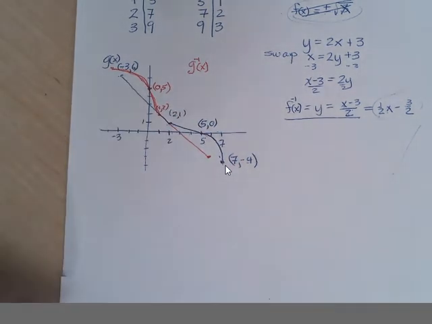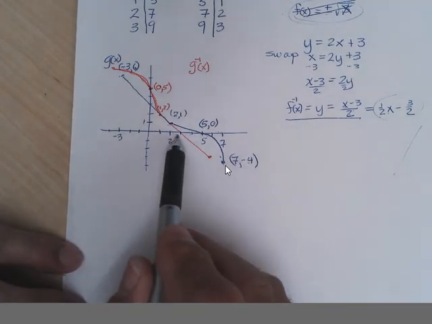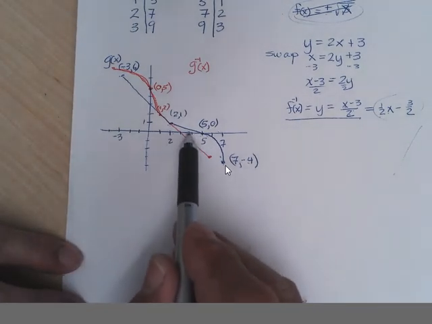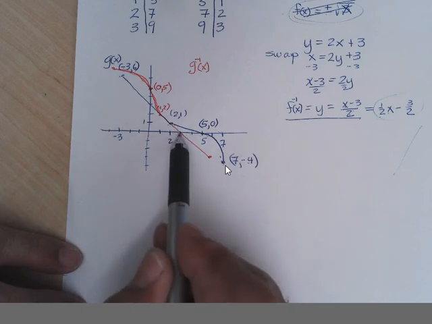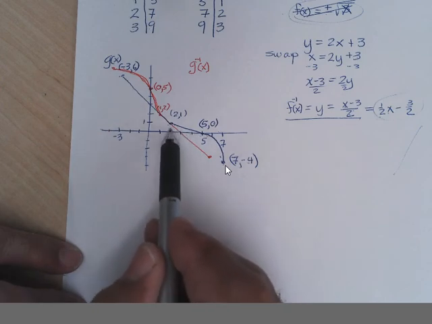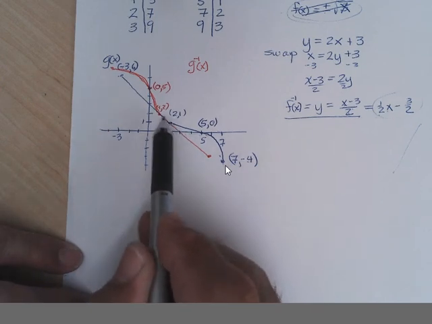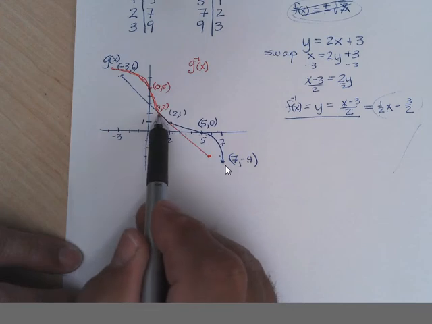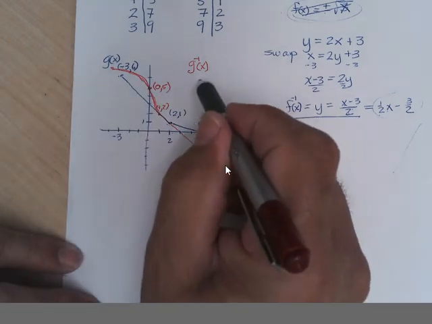Is this a function? Well, for any input, I get one output. For 4, I get negative 1-ish. For 3, I get 0. For 2, I get 1. And for 1, I get 2. And for 0, I get 5. And there's only one output for each one. So this is a function.